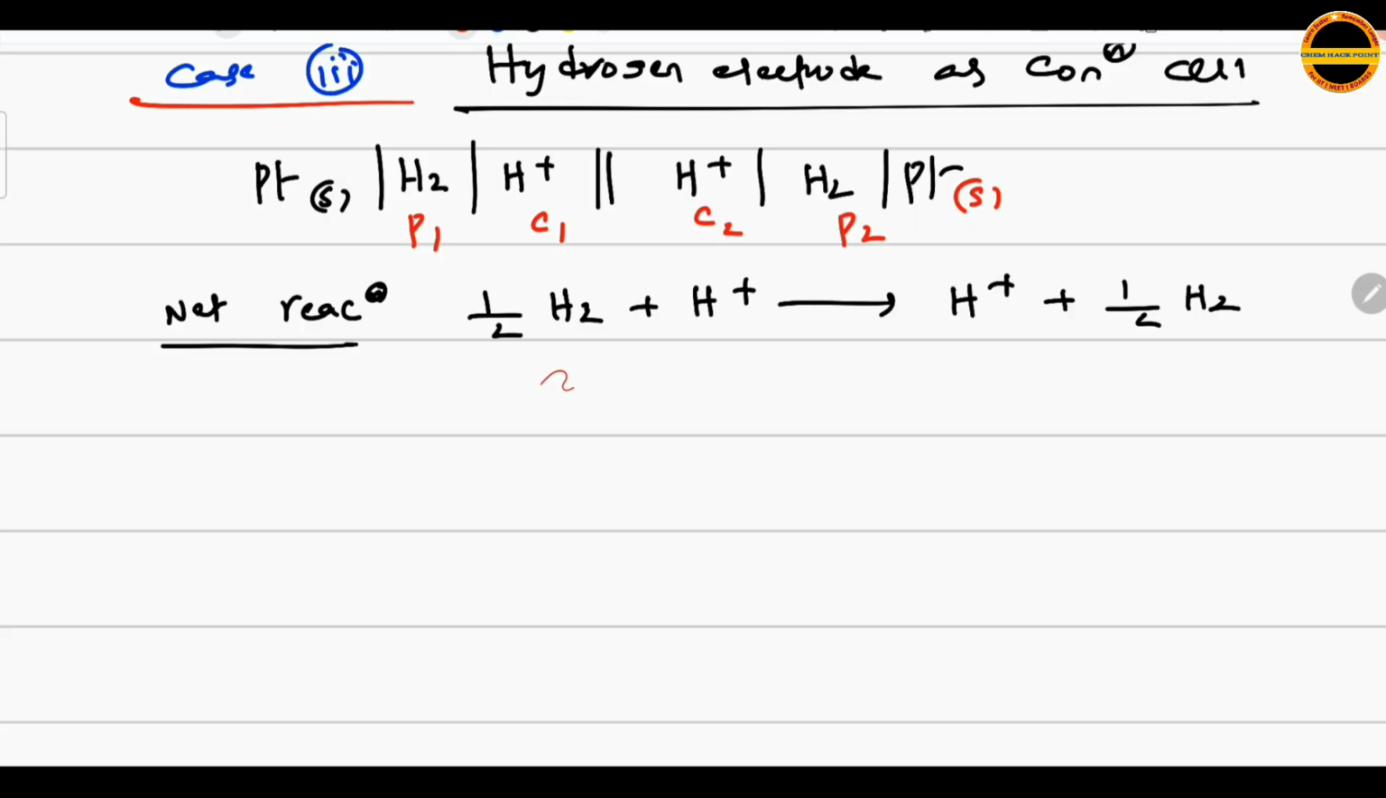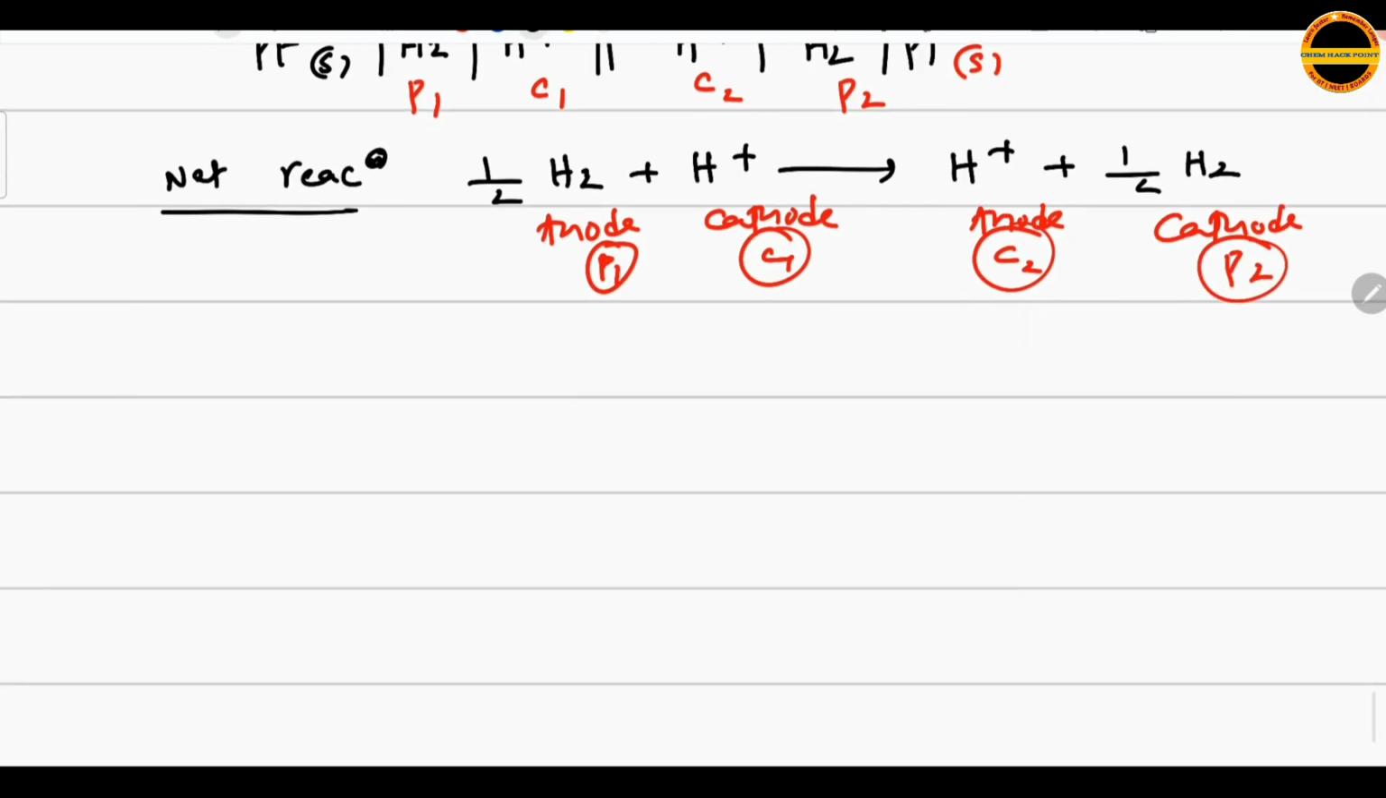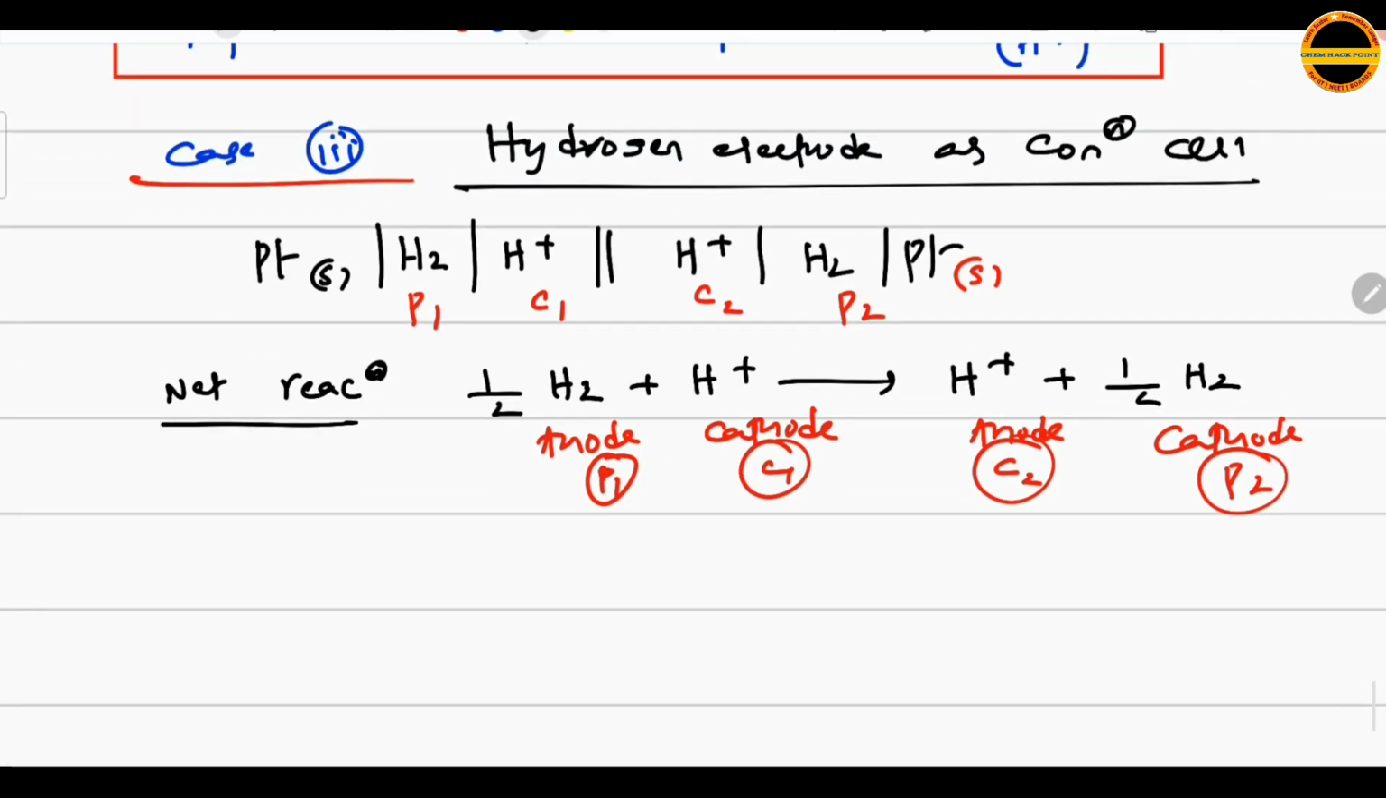Carefully observe which one is which. Here it is for the anode, which I can write as P1. This H plus is for the cathode, which is C1. This H plus is again for the anode, which is C2. This one is for the cathode, H2, which is P2. Now, if I put it in the Nernst equation, since it is a concentration cell, what is the E naught cell value? For a concentration cell, the E naught cell value is 0.